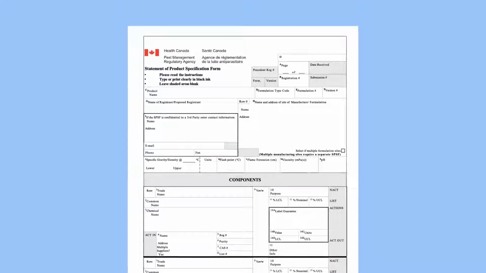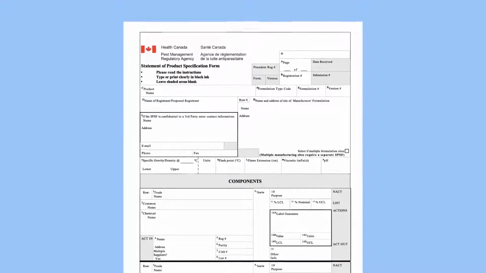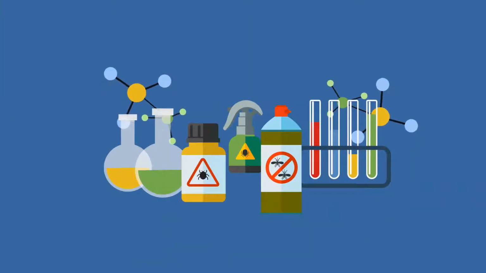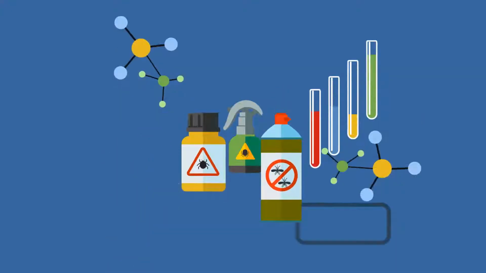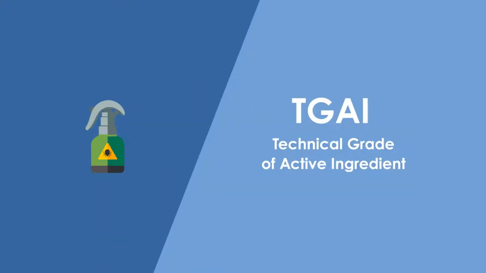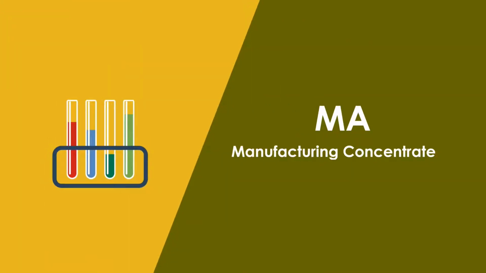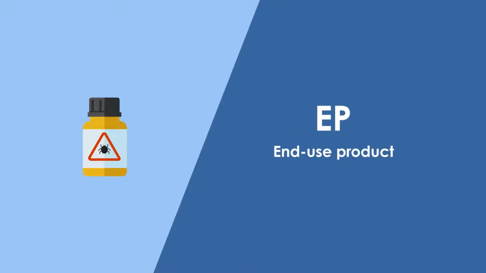This form lists all of the ingredients and their levels in a pest control product. It must be submitted to PMRA when you want to register or amend a pest control product. It is designed for reporting the composition of all 4 types of products: technical grade of active ingredient, integrated system product, manufacturing concentrate, end-use product.